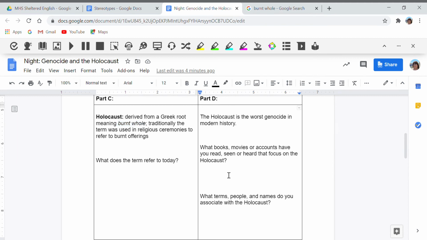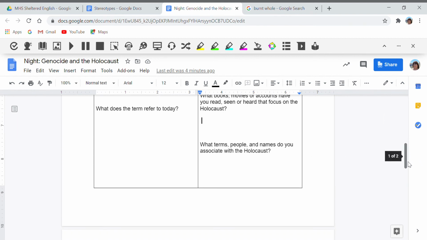If it means accounts, that means stories from people who've actually survived or gone through the Holocaust. Have you read a story before from a person who's actually experienced that? Then write that example there. And then again, what terms, people, and names do you associate with the Holocaust?